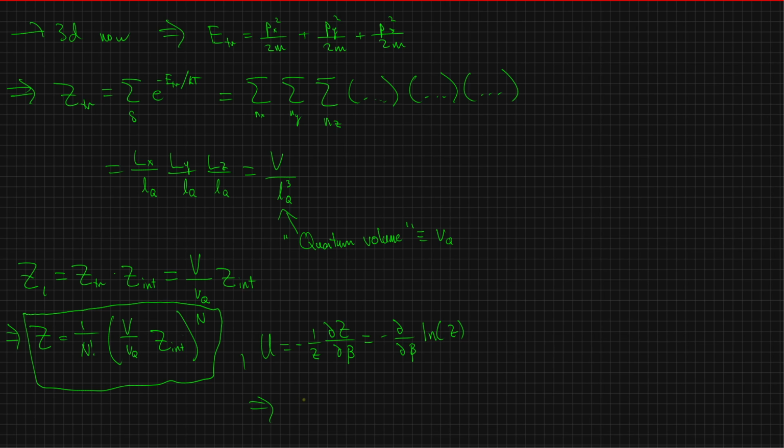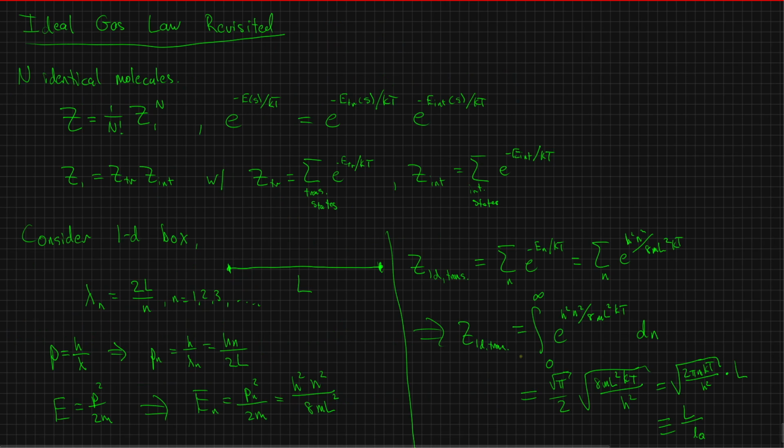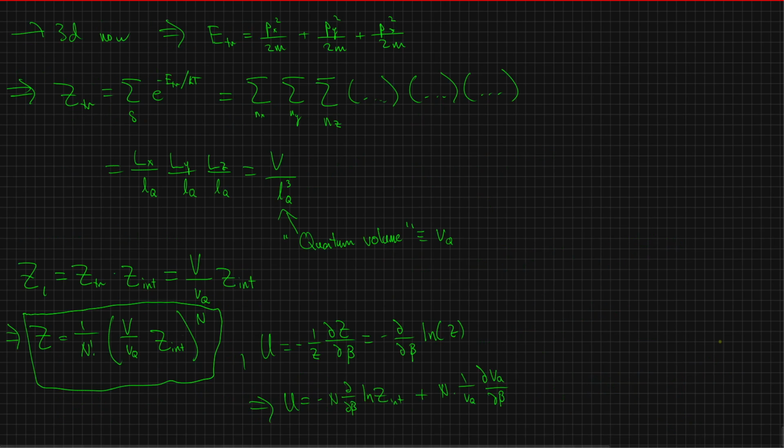So let's see. U is going to be equal to minus N del over del beta of ln of Z internal. We won't explicitly evaluate that because we don't know what it is at this point in time. Plus N times 1 over the quantum volume, times the derivative of the quantum volume with respect to beta. So this quantum volume does include factors of the temperature, remember? So the quantum length included this T right here. So this quantum volume just includes 3 factors of that. So it's going to have dependence on beta.